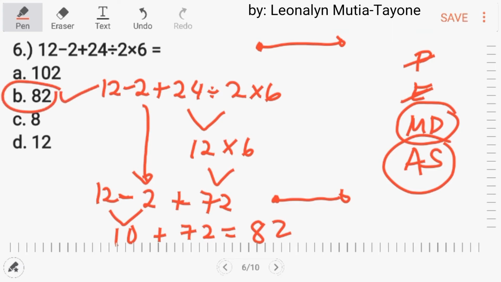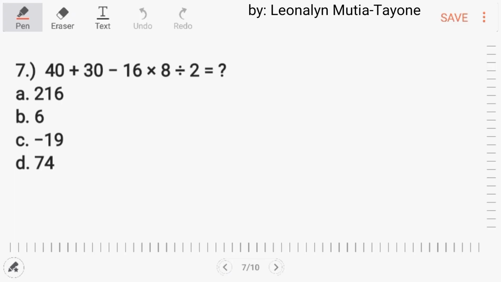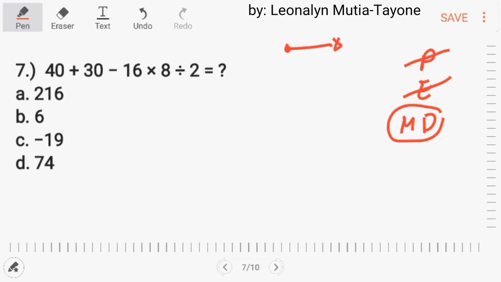Letter B. I-double check ulit natin sa calculator. And the answer is 82. Number 7. 40 plus 30 minus 16 times 8 divided by 2. Walang P, walang E, pero mayroong multiplication or division. So, whichever comes first from left to right. Nauna ang multiplication kaysa division. So, we will do multiplication first.